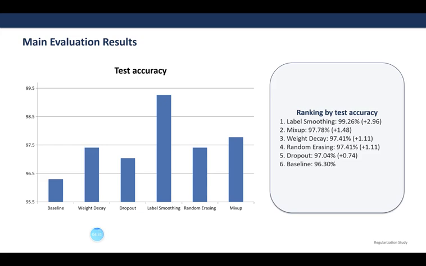Mixup was second with 97.78%. Weight decay and random erasing both reached 97.41%, and dropout reached 97.04%. So the ranking is very clear. Label smoothing is first, mixup is second, and the other 3 methods form a middle group. This result already suggests that on this task, target-side regularization is more effective than simply injecting noise into the network.